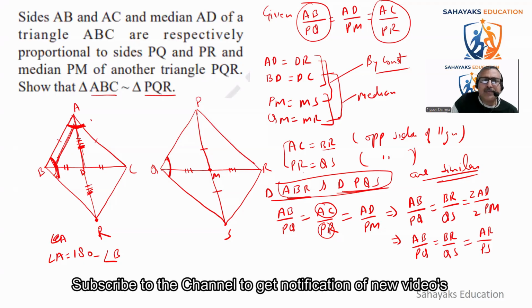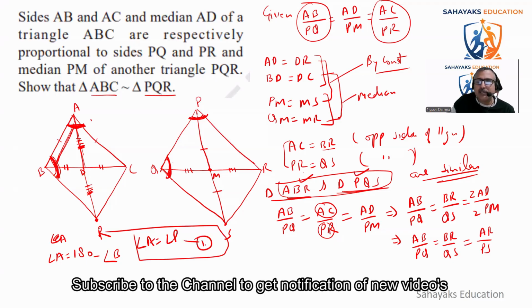We know that angle B is equal to angle Q from here, because triangles ABR and PQS are similar. If angle B is equal to angle Q, we can say that angle A is equal to angle P. So this is the first equation, angle A is equal to angle P. And we also know that AB by PQ is equal to AC by PR.